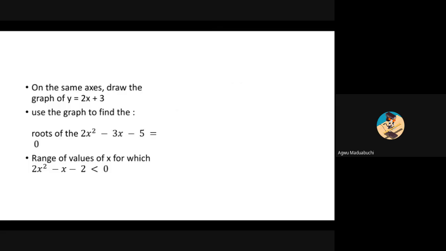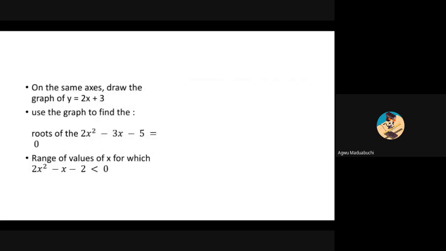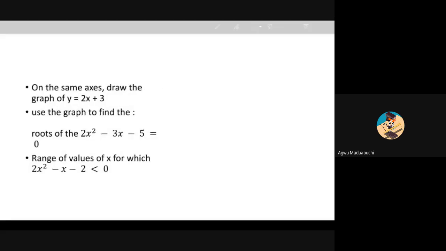So they now said, use your graph to find the root of this. Now, most likely, anytime they require you to draw two graphs on the same graph sheet, they will definitely ask you for the point of intersection of the graphs. So if you look at it, the equation we have been solving is 2x squared minus x minus 2. But now they want us to find the root of this equation, 2x squared minus 3x minus 5. It is quite different from this.